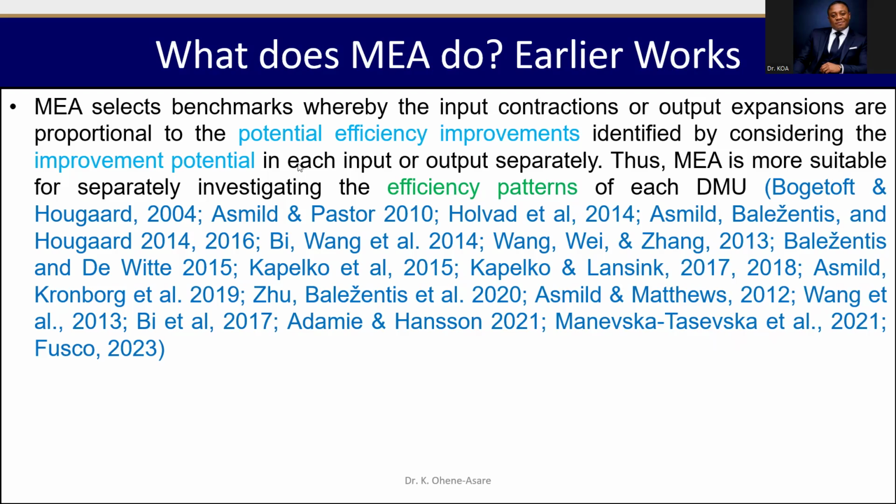How much could it realistically cut down the input? And how much could it realistically increase the output? So it is by how much the inputs are reduced or by how much the outputs are increased. That is a potential efficiency improvement. So it's not the efficiency score of the firm. It's not the inefficiency score of the firm, and it's also not the amount of slacks. Now listen, it is the maximum feasible improvement.